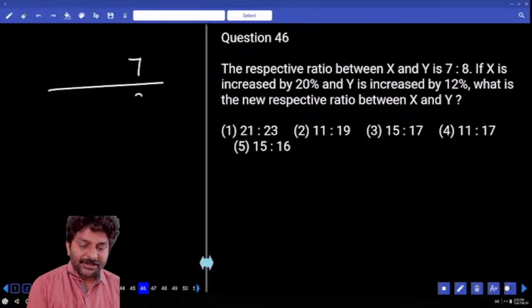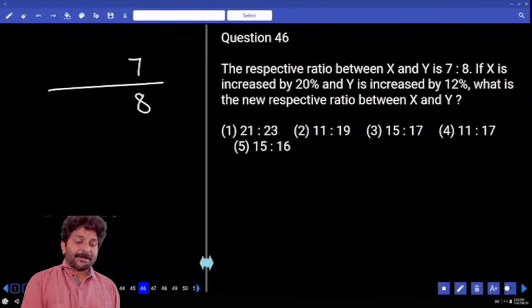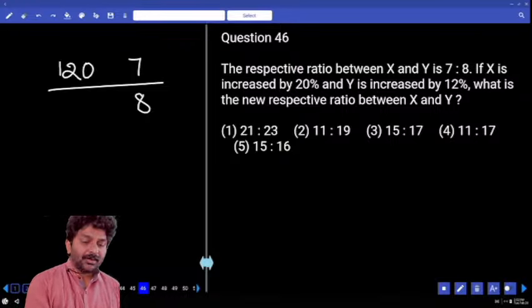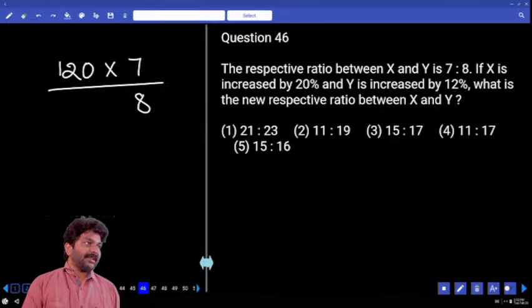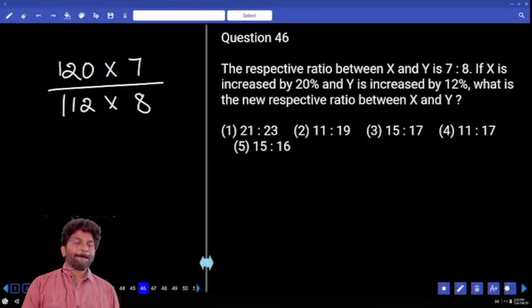Initial ratio 7:8, I don't change it. First one, x increased by 20%. That means it becomes 120%. Second one, increase it by 12%. That means it becomes 112%. Correct? Yes? Right. This is what we need to calculate.